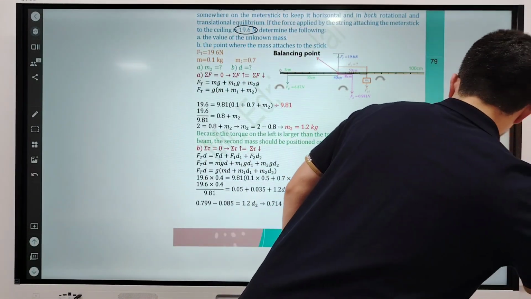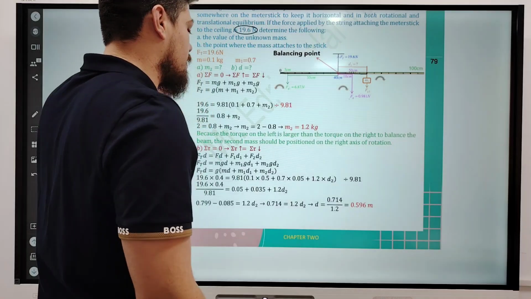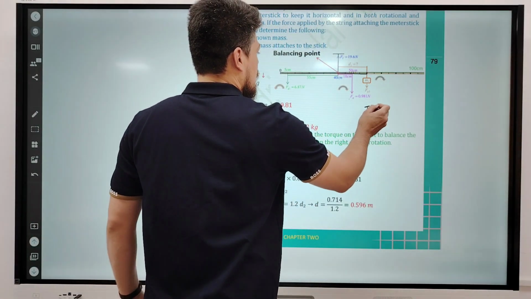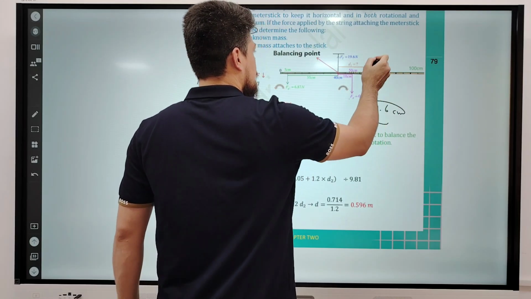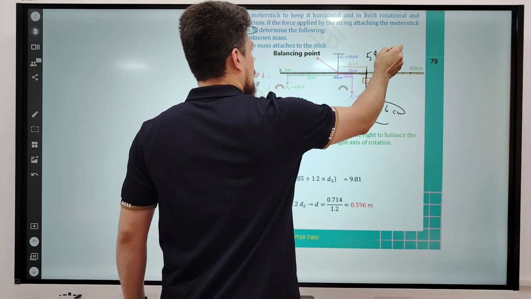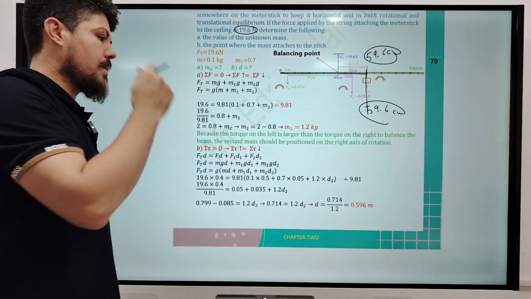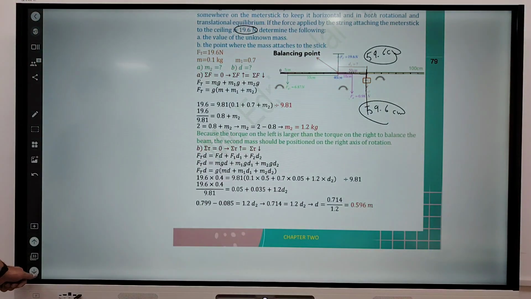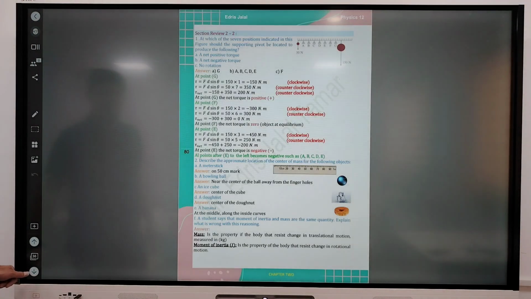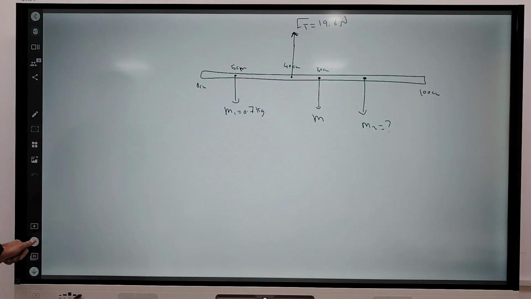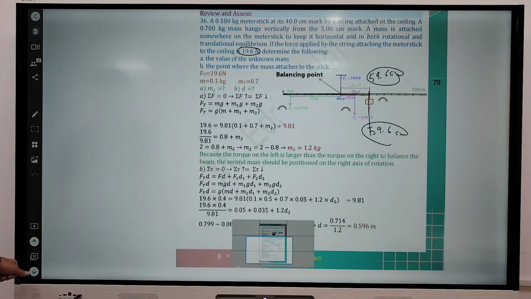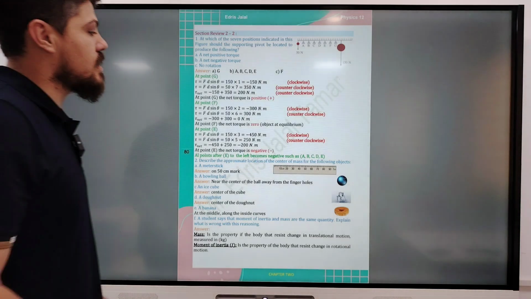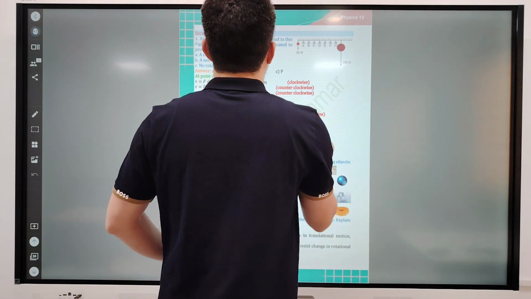At 0.596, it means that 59.6 centimeter. The second mass is suspended at this point, 59.6 centimeter. This is question 36, I think, in the chapter review. We finished it and we solved all the questions related to translation and rotational equilibrium.